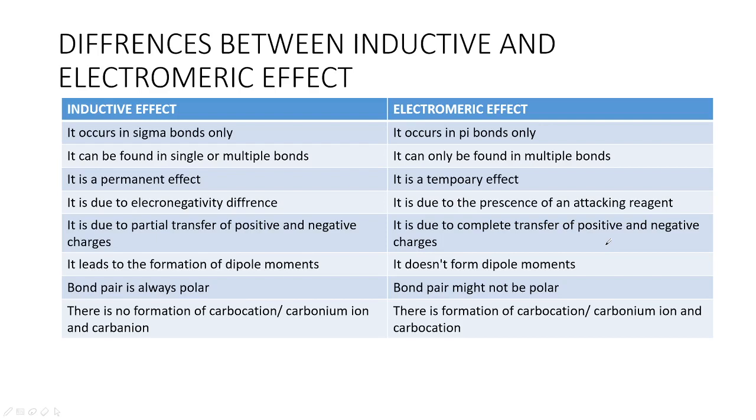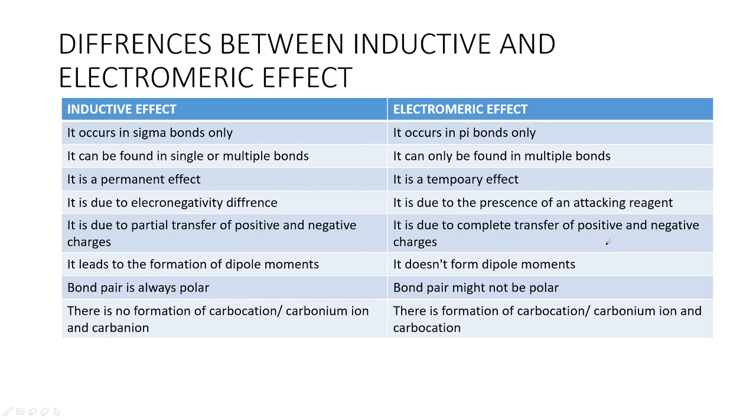Every multiple bond, I gave you something earlier: a double bond will have one sigma bond, a triple bond, one sigma bond, both of them. So it can occur in both single and multiple bonds because of the presence of a sigma bond in both, while electromeric effect can only occur in multiple bonds. Now, inductive effect is a permanent effect. It will always keep taking electrons, while electromeric effect is a temporary effect, because immediately the attacking reagent is removed, it's over.